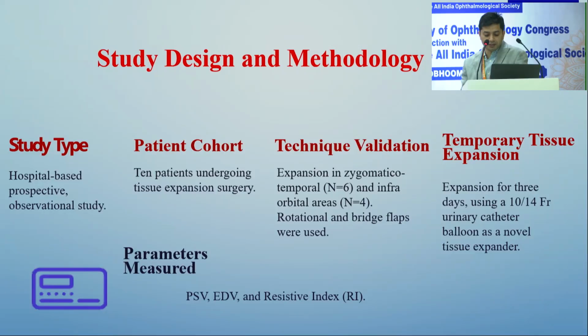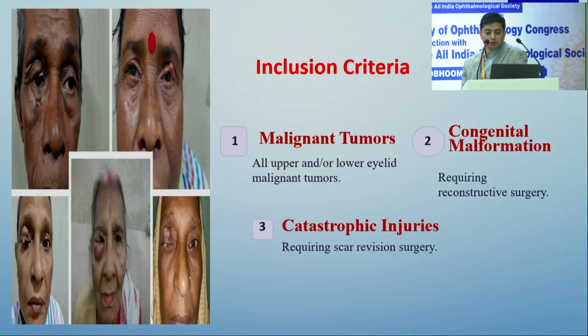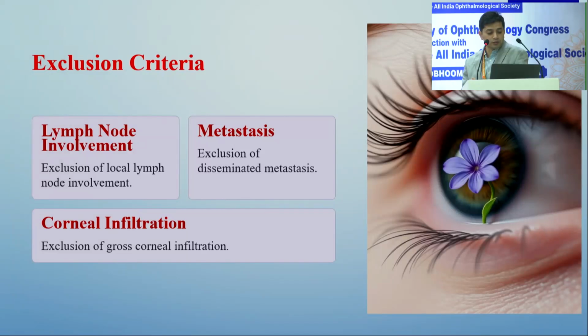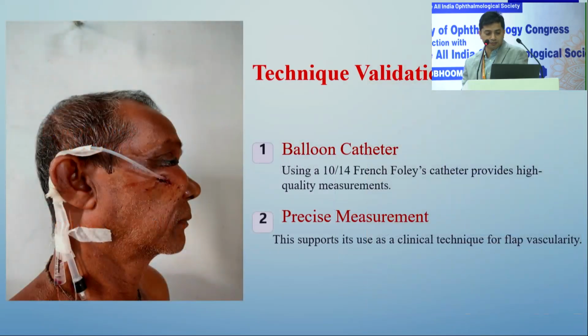the different indices. We included all the malignant tumors, including the upper or lower lid, any lid having a congenital malformation requiring reconstructive surgery, and cases of scar revision surgery due to catastrophic injuries. But we excluded any malignancy that has lymph node involvement, disseminated metastasis, or infiltration in the cornea.